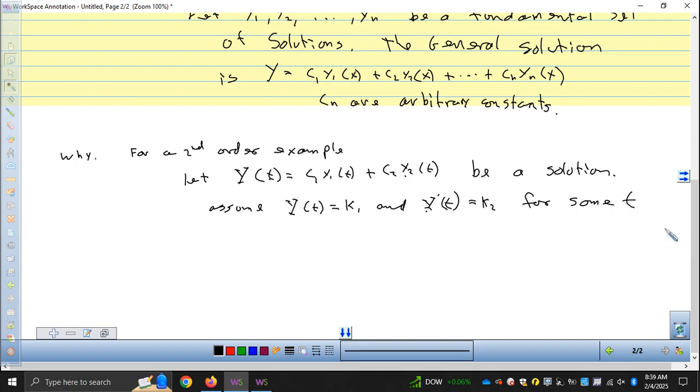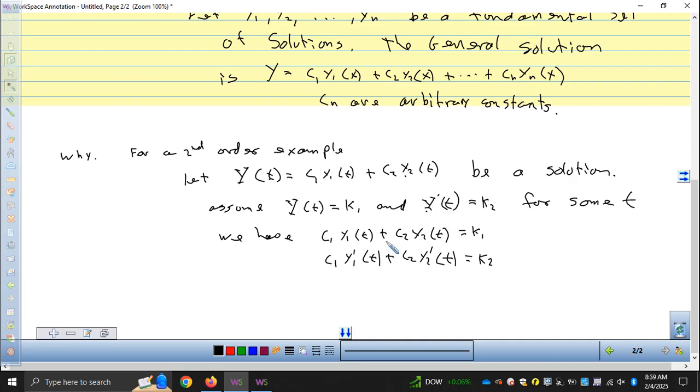So we can think of this as our initial conditions. If that is the case, since y is this thing, we have c1 y1 of t plus c2 y2 of t equal k1, and c1 y1 prime of t plus c2 y2 prime of t equals k2. Because this is our solution, this is what this implies.